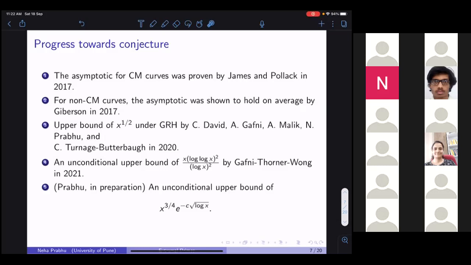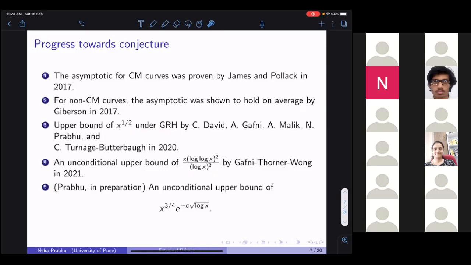Upper bounds, so the next best thing you can do. This is for CM curves. For non-CM curves, for a single elliptic curve, the asymptotic is open. And the next best thing one tries to do is see if you can do upper bounds. So towards this, an upper bound of x to the 1/2 was proved by a bunch of us in 2020. Later in 2021, an upper bound, this was under GRH, and GRH for symmetric power L-functions. Then in 2021, an unconditional upper bound of x log log x squared divided by log x squared was proved by Gaffney, Thorner, and Wang. So you see that there is just less than a log x power saving.